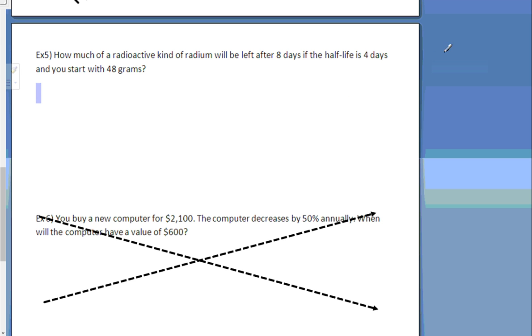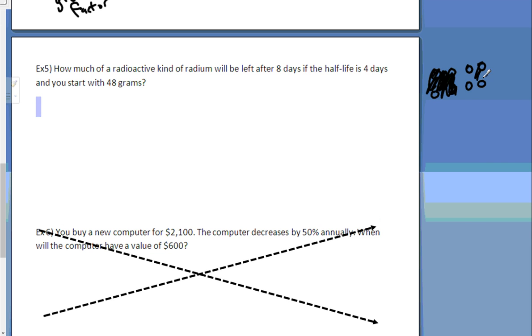All right, let's say I start with 8 atoms of radium. Half-life means how long it takes for half of it to deteriorate. So it takes 4 days. In 4 days, 4 of those would be gone. And in 4 more days, 2 more would be gone because half of that is gone. And in 4 more days, half of that would be gone. Does that make sense? So a half-life is how long for half of it to disappear.